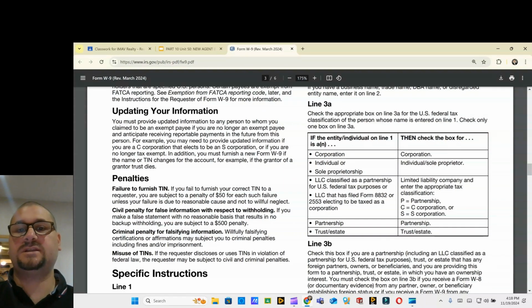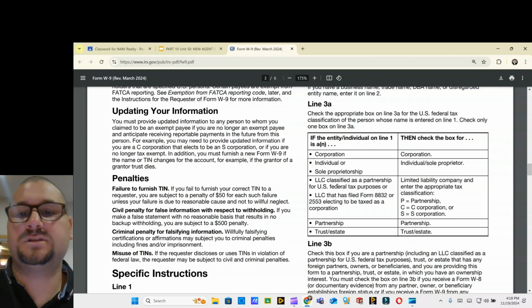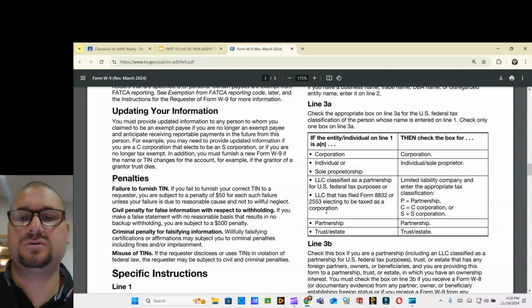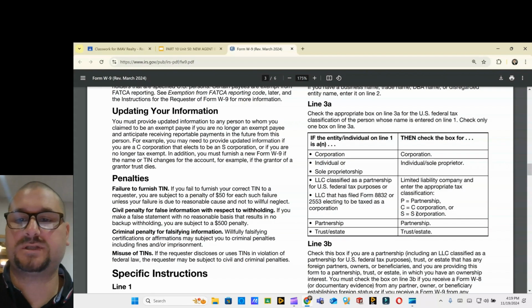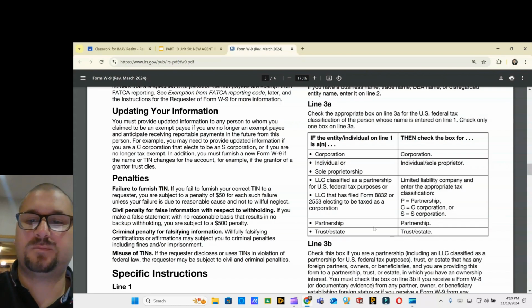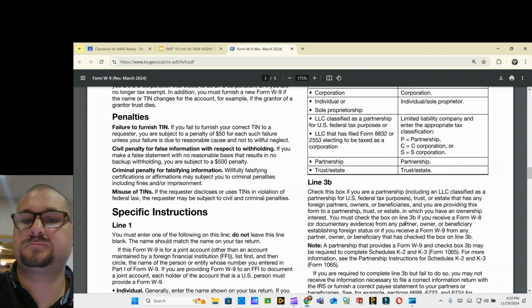All right, so if the entity on line 1 is a corporation, then check the box for corporation, line 3A. If it's individual or sole prop, check the box for individual sole prop. If it's an LLC classified as a partnership, or an LLC that has filed Form 8832 or 2553 electing to be taxed as a corporation, then check the box for limited liability company and enter the appropriate tax classification. P is partnership, C is corporation, S is S corp. Partnership, trust, state.